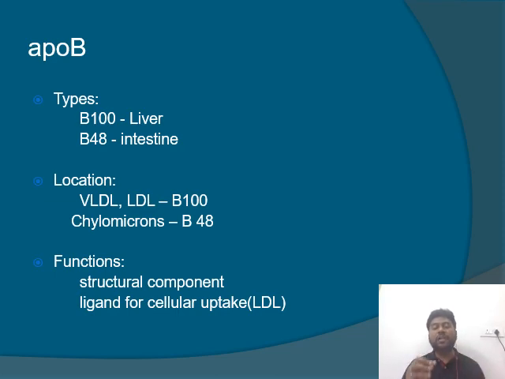Since it plays a major role in LDL metabolism, we say it is atherogenic in nature. ApoA1, which plays a major role in HDL metabolism, we call anti-atherogenic, whereas ApoB, which plays an important role in LDL metabolism, we call atherogenic. So that's the reason their ratio is used to predict the risk of atherosclerosis.